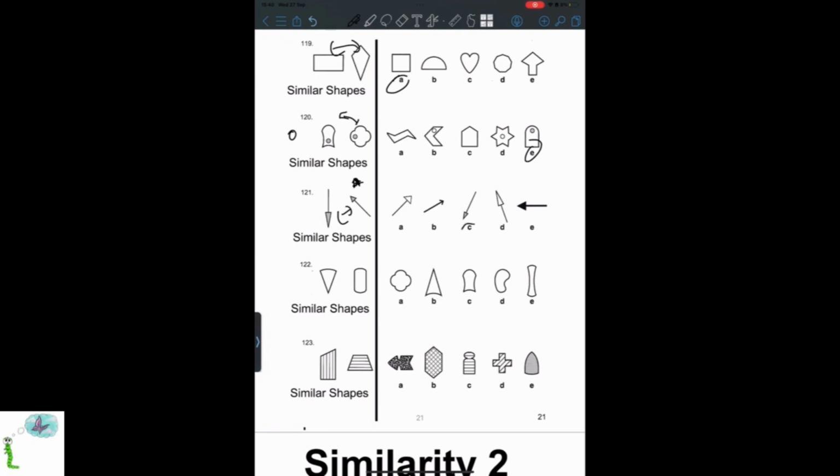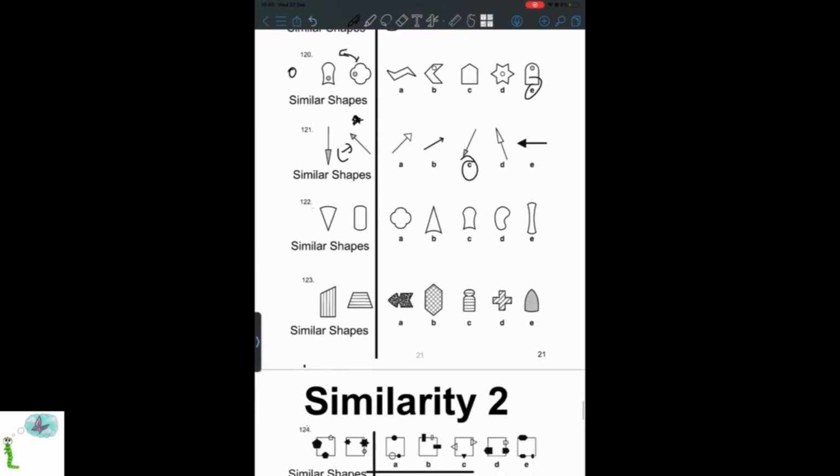So choose the one with the same pattern. What's similar between these 2? They both have curves, and they both have straight lines. So I'm going to look for something that has a curve and straight lines. This one only has curves, no straight lines. So I'm going to choose B.